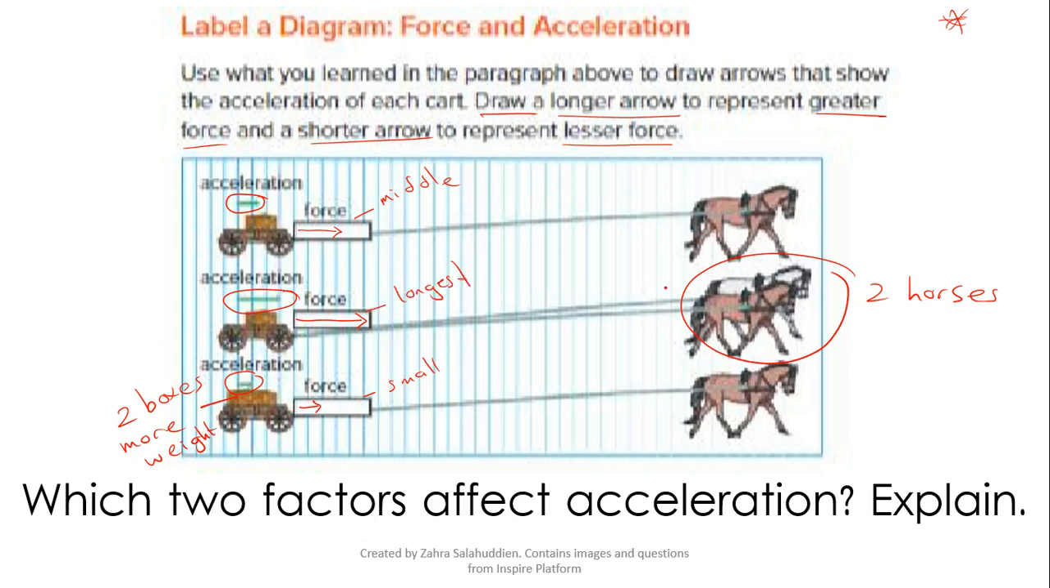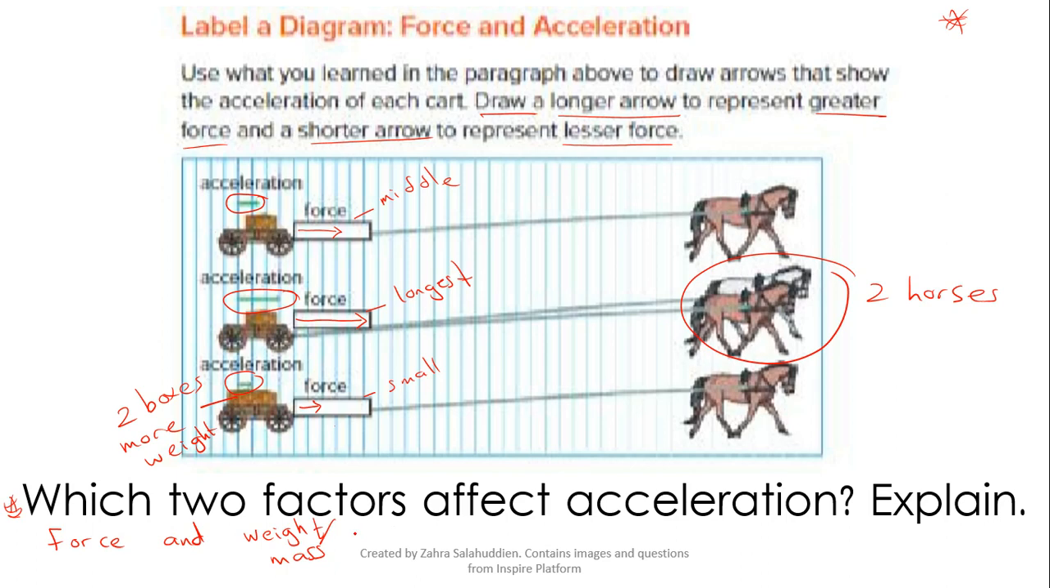Okay, so the one with two horses has the longest arrow because it is the greatest force and the greatest acceleration. The one with two boxes has the smallest force because it has more weight. More weight means less acceleration. And that is the answer to this question. Which two factors affect acceleration? Explain. We just spoke about it. It is force, and you can use the word weight or mass. Okay, I prefer to give you the word mass because it is easier to spell.